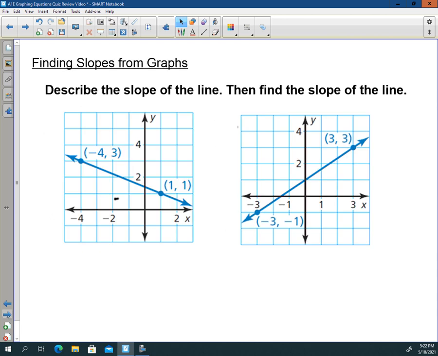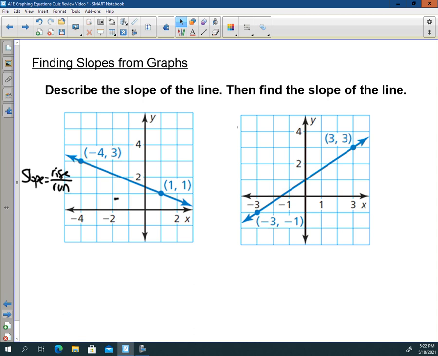From there, we decided that we could find slopes from graphs. This asked us to describe the slope of the line, and then find the slope of the line. Well, the key thing here is that the slope equals the rise over the run. That's where we started talking about that. And so we have to figure out how many places we're going up and down, and how many places we go left and right to get from one point to another on a line.